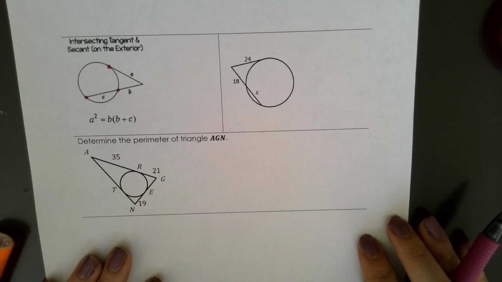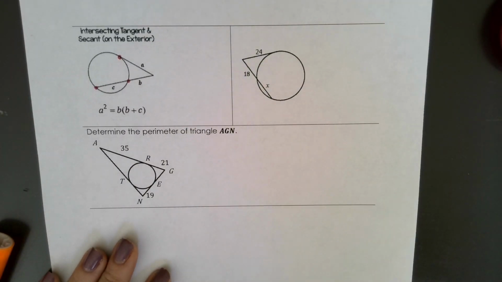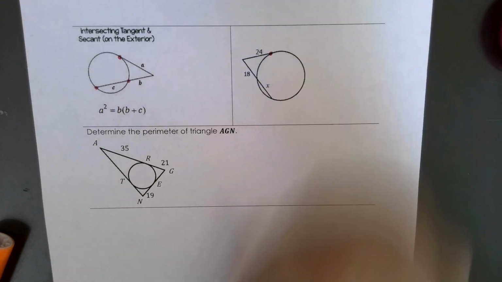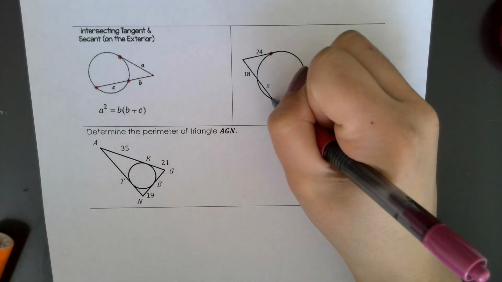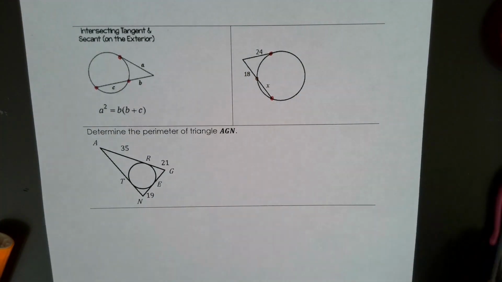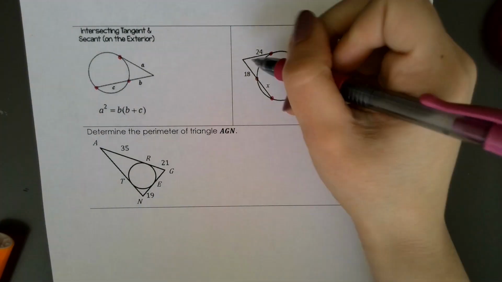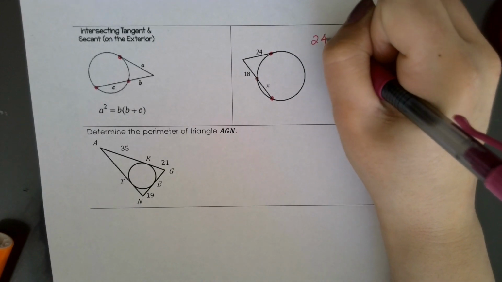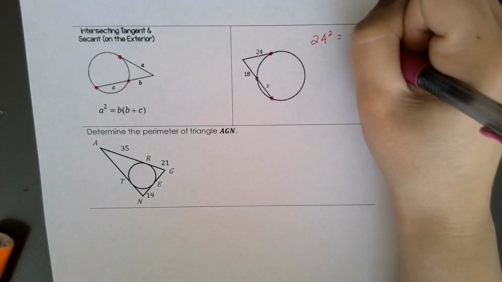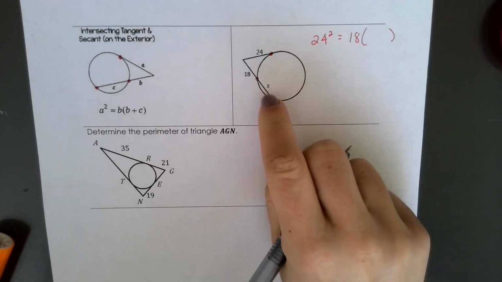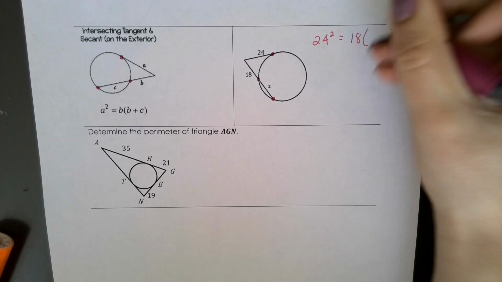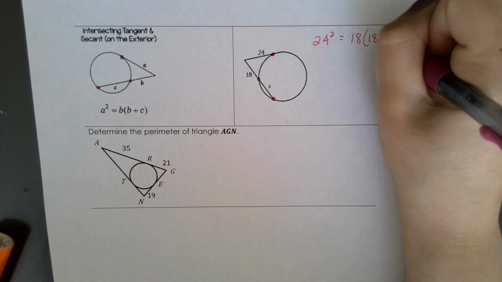So, for this one, we're going to solve for x. This is a tangent. It's a shorter part and intersects at 1 point. And the other side is my secant. It has 2 points where it intersects the circle. So, I'm going to square the tangent. And then we're going to take the outside number, multiply it with the whole length. My whole length, that means I need to add this length. So it's going to be 18 plus x.